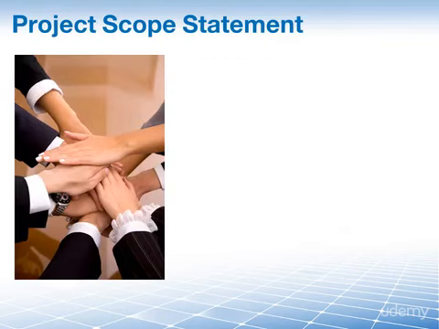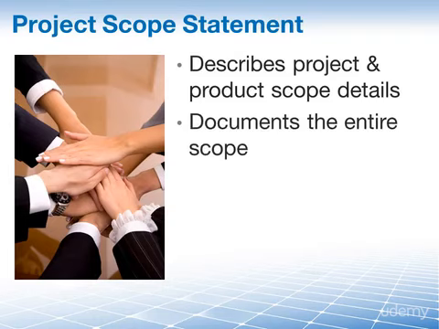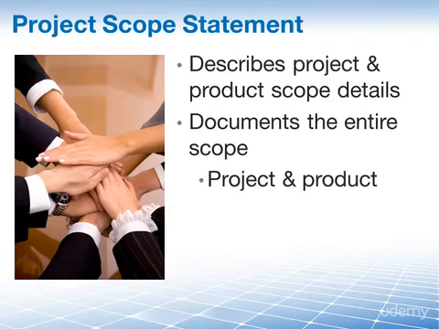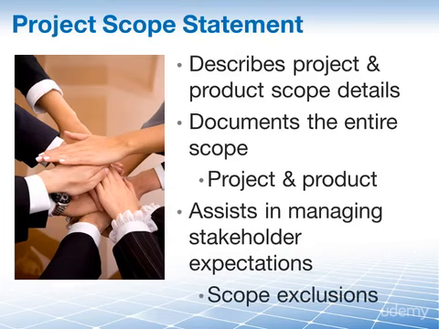The project scope statement is a document that describes many details pertaining to the project and product scope. When we say it documents the project scope, we mean the entire scope, which includes both the project and product scope. The project scope statement may actually assist in managing the expectations of stakeholders, since scope exclusions are also contained.